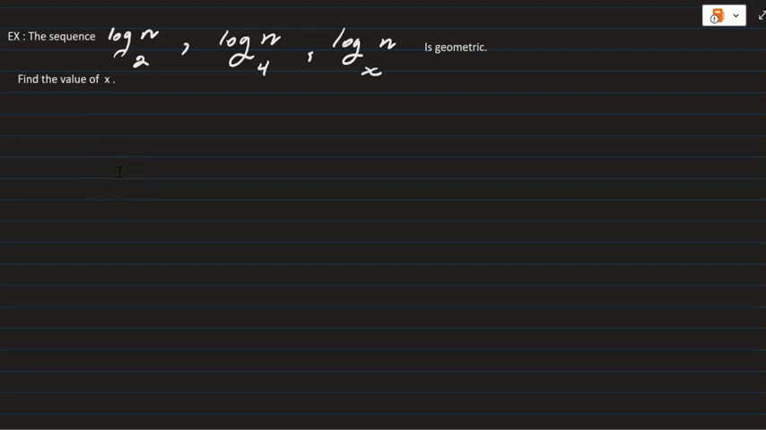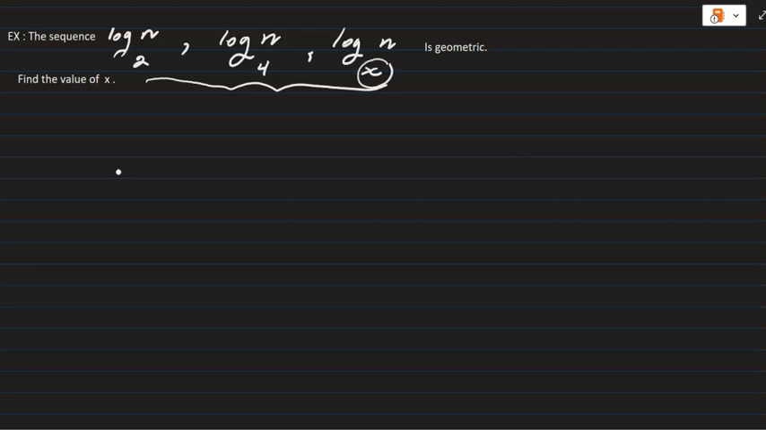All right, let's look at this question. It's a sequence question, but it's got logarithmic terms in it. We have this sequence that you can see right here. This is the sequence, and it is geometric. We want to find the value of x, which is right here.